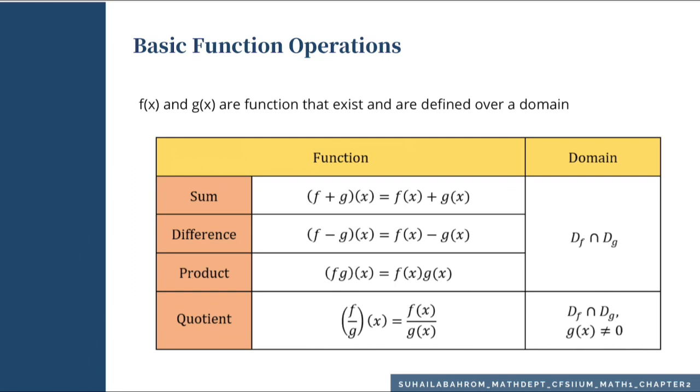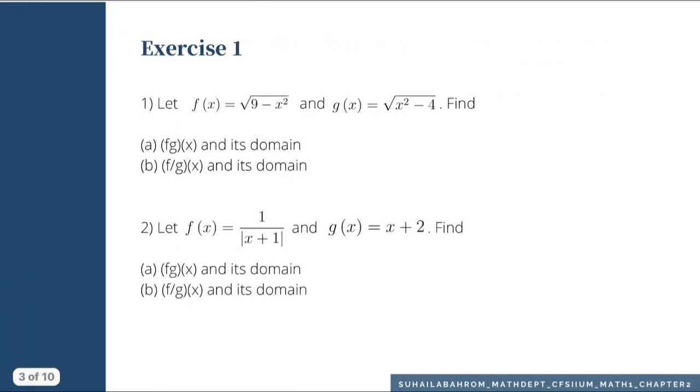To find out the domain for the operation on function, summation, difference and also product, the way to find the domain is the intersection between the domain of the function f and the domain of the function g. And then for the quotient, the domain is the domain of the function f intersect with the domain of the function g, provided that the function g cannot be 0. So we have an additional condition to find the domain of the quotient.